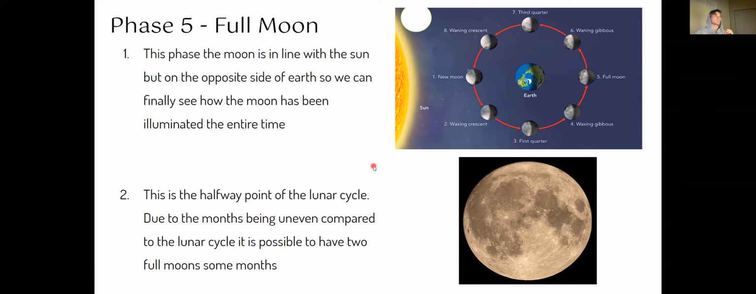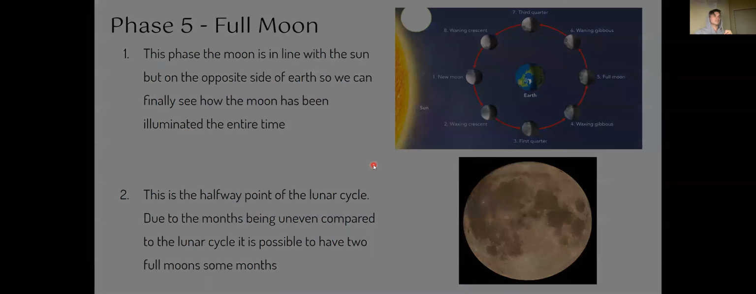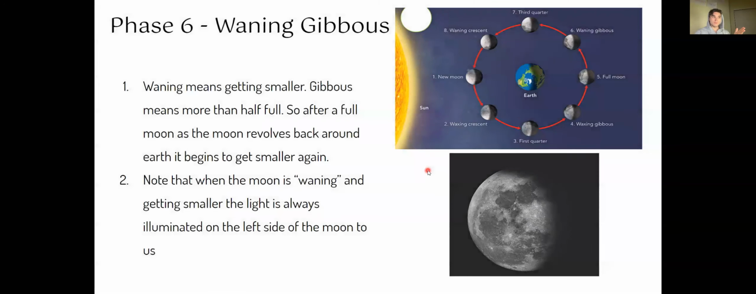It is possible. Next, after it hits a full moon, it's going to start getting smaller. So after full moon, it immediately starts waning, and the first step is waning gibbous, where it's still more than half but less than full. It's gibbous because there's still a lot of moon there. And now, remember, waning is on the left side, so we know it's going to keep getting smaller.